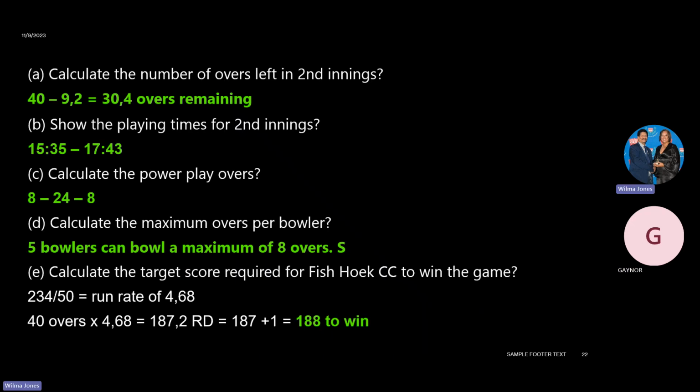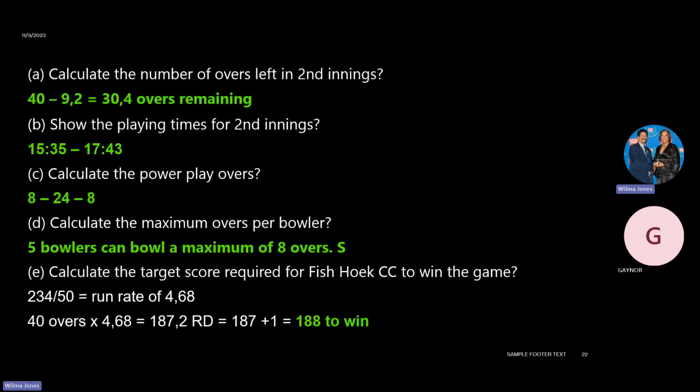Right, let's go back to our questions. To calculate the number of overs left in the innings, we said after the rain delay, we are left with 40 overs. Bearing in mind that we had already bowled 9.2, that leaves us with a balance of 30.4 overs remaining. And exactly the same as in our first scenario, that 9.2 over needs to be completed. So that bowler will come back and bowl the last 4 balls of that over before the next bowler comes in to bowl. The playing times for the second innings started at 15:35 and the new cessation time will be 17:43.